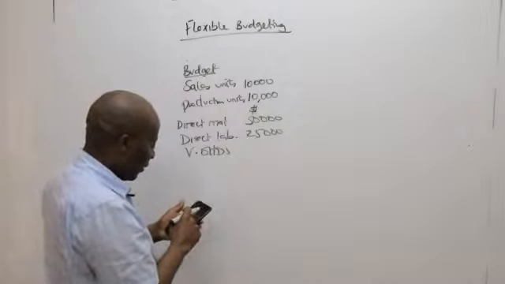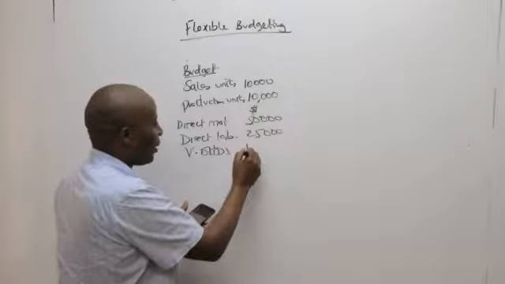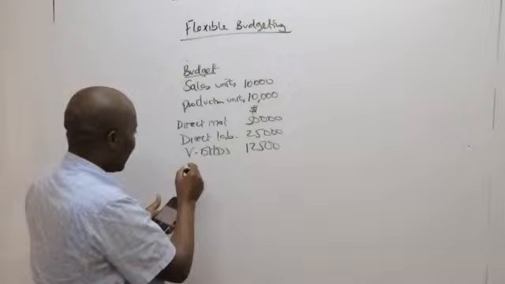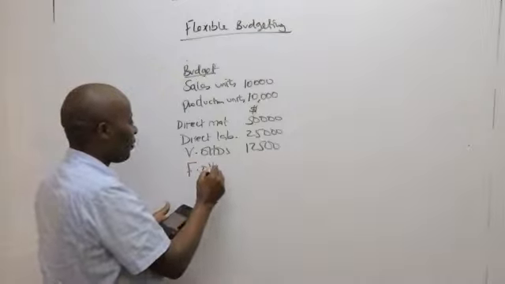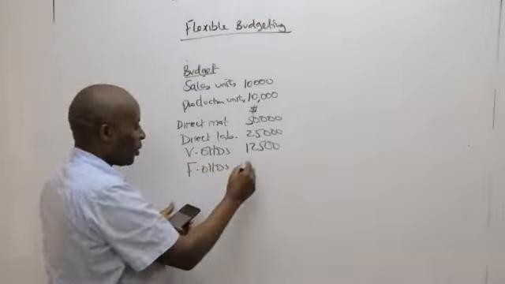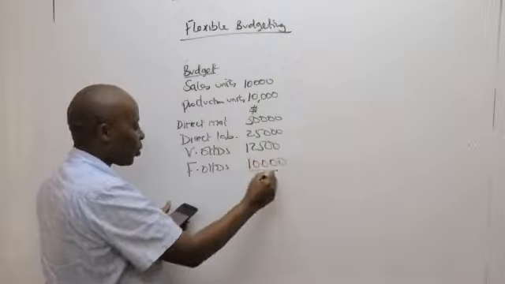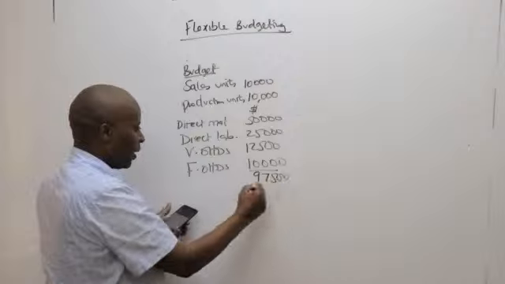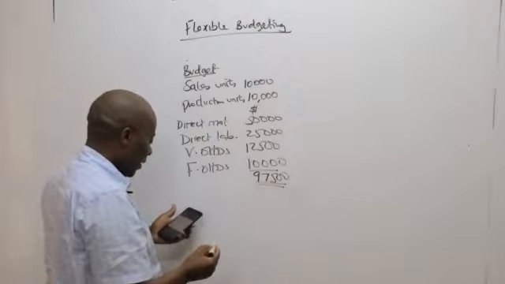No, variable overheads is 12,500. We have fixed overheads, 10,000, giving us a total of 97,500.